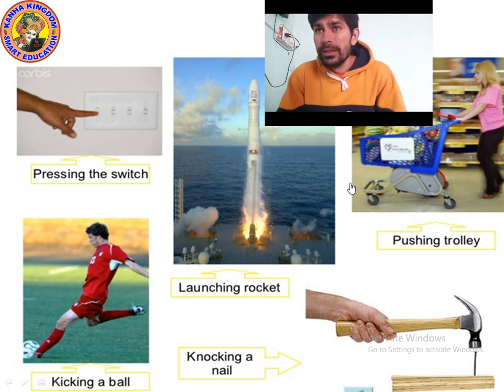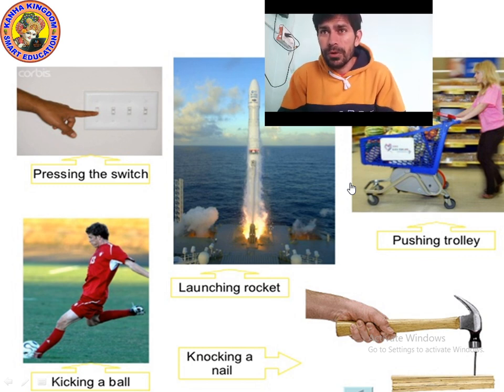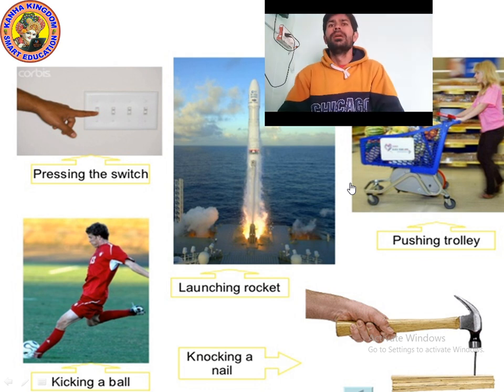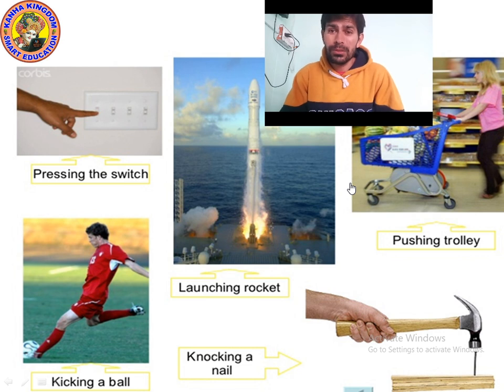Yes, you can see a woman is pushing a trolley. When you push a trolley, it moves forward. Yes, but if you pull the trolley, then it will move backward. Yes, if you push, then it will go forward, and if you pull, then the trolley will go backward. Now, as you can see, pressing the switch. When the switch is pressed, you are trying to apply force. So because of it, you can easily switch on and switch off.